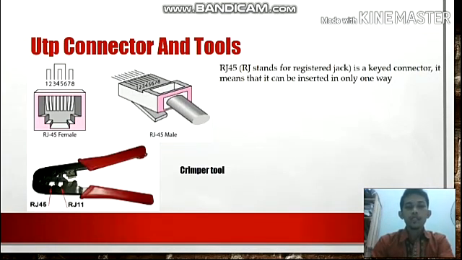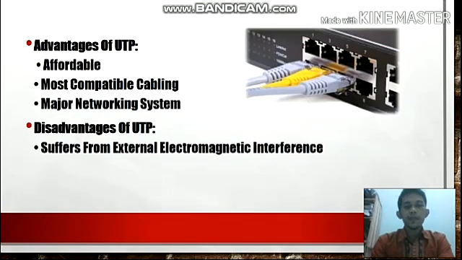UTP connector and tools. RJ45 is a keyed connector. It means that it can be inserted in only one way. And the crimper tool. You can see the pictures on the slide. Okay, check this out. Advantage of UTP and disadvantage of UTP. The advantages of UTP: it is affordable and the most compatible cabling for major networking systems. And the disadvantage of UTP: it suffers from external electromagnetic interference.